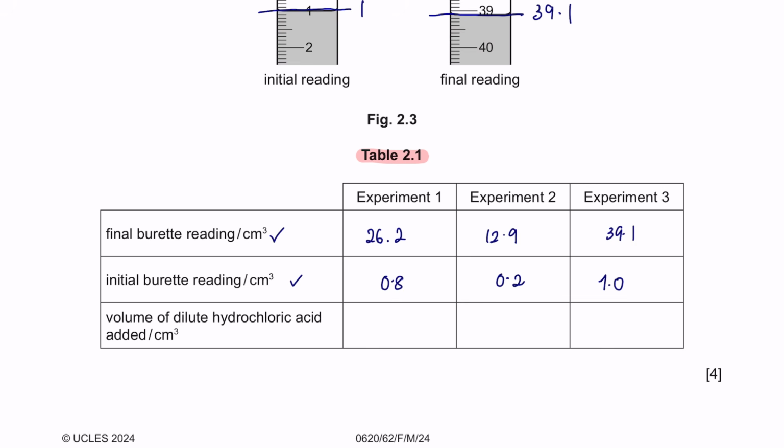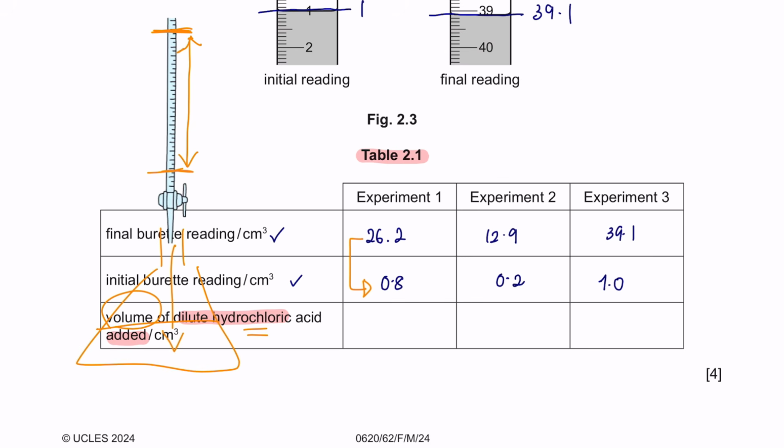Next, you're looking to find the volume of dilute hydrochloric acid that is being added. To do this, we will look for the difference of the initial burette reading and the final burette reading. So whichever has been reduced is the volume of the dilute hydrochloric acid being added into your conical flask.